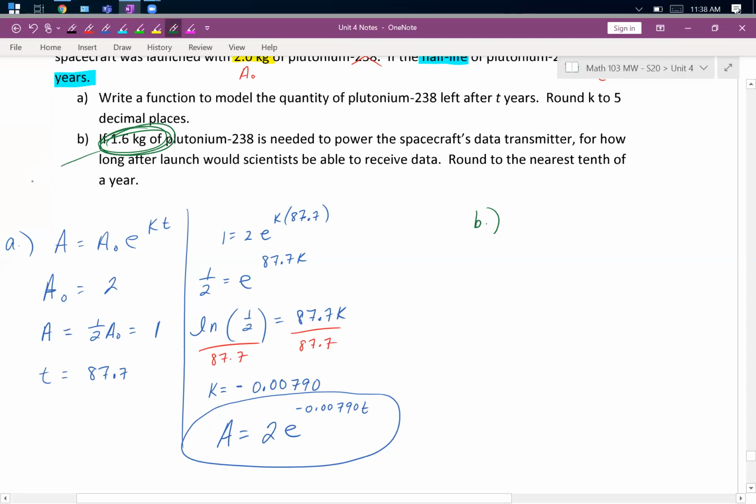So they're giving us an A value here. So we're just plugging A into the formula we came up with and solving for t. 1.6 equals 2 times e to the negative 0.00790t power. We're solving an exponential equation since the variable we're solving for is in the exponent. We know that's the technique to take. We'll start by isolating our exponential, dividing both sides by 2.